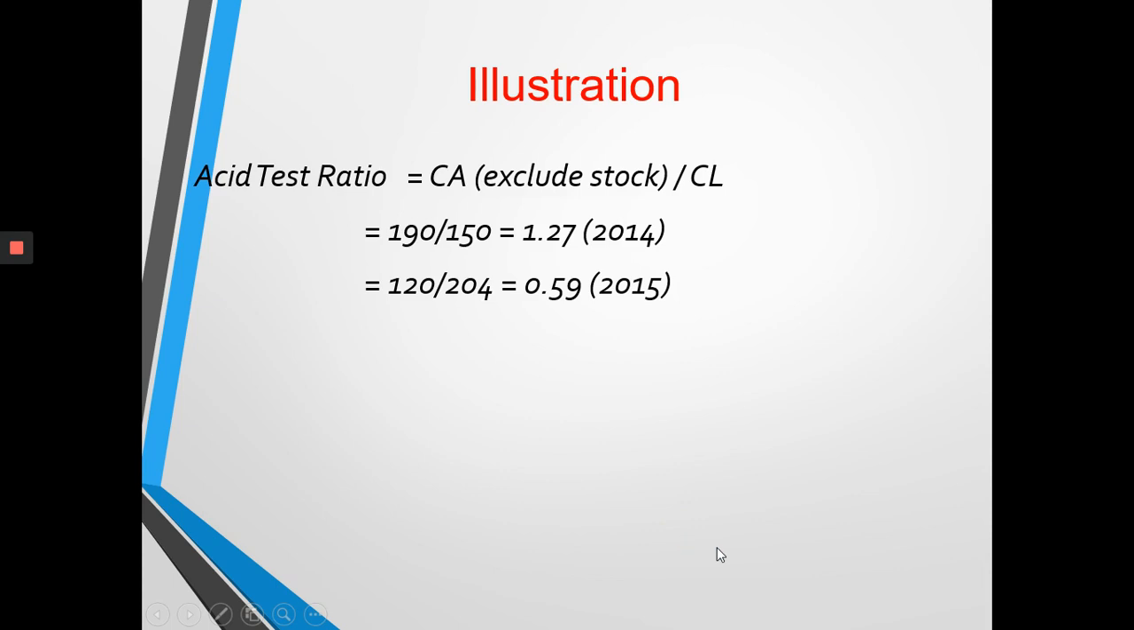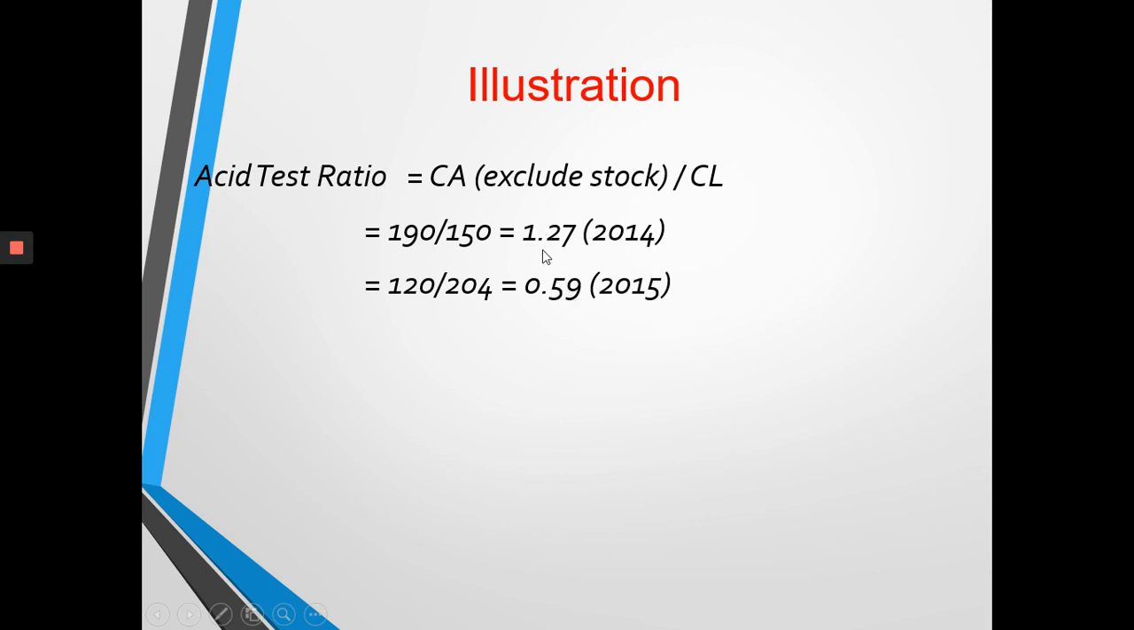So with acid test ratio, all right, you are just excluding the stock. So current asset minus inventories divided by current liabilities. Again, we are just giving you some numbers to show an illustration. So 2014 is 1.27, 2015 is 0.59. Which one is better? 2015? No, 2014 is better because it's higher than 2015, right? Here basically the reduction is almost half, right? 1.27 to 0.59.